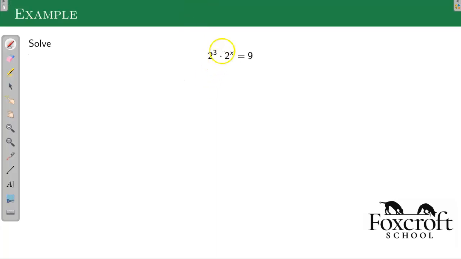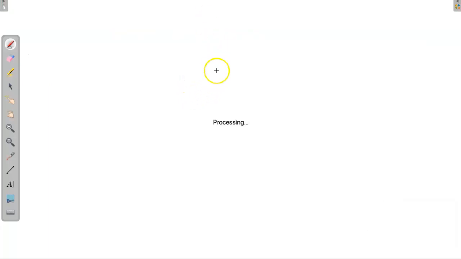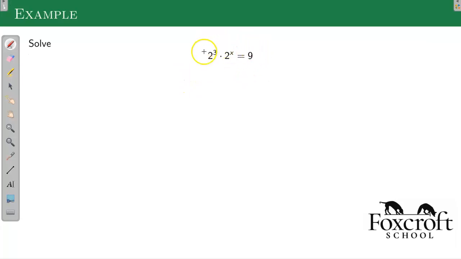So what about 2 cubed times 2 to the x equals 9? In order to use this definition, I have to have a single exponential equals a number. We just have a number over here, but we don't have a single exponential over here. We need to combine them, and we do that by adding the exponents. Now I have that same situation we had in the first example. I can rewrite this as log base 2 of 9 equals 3 plus x.